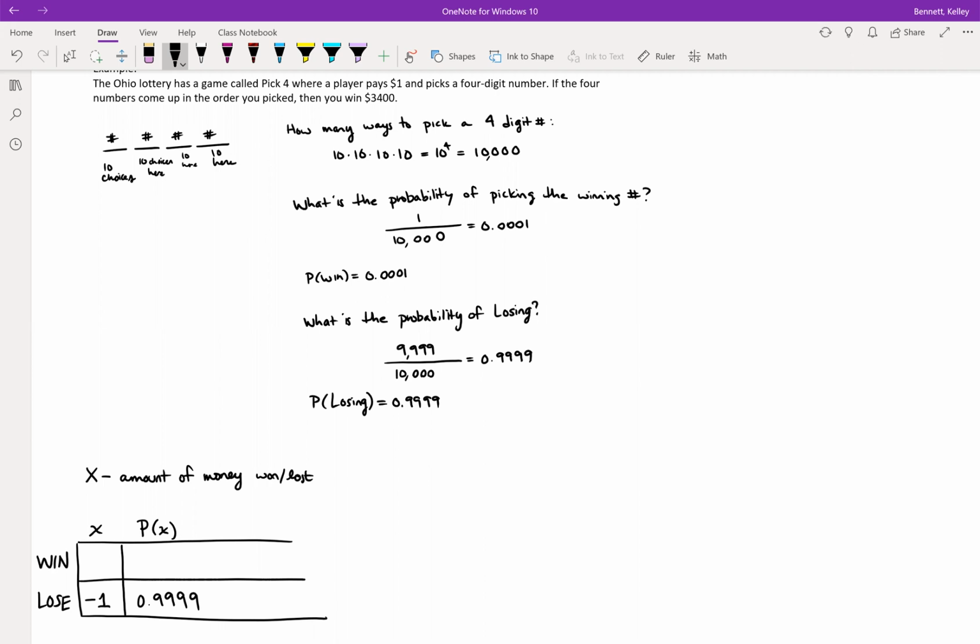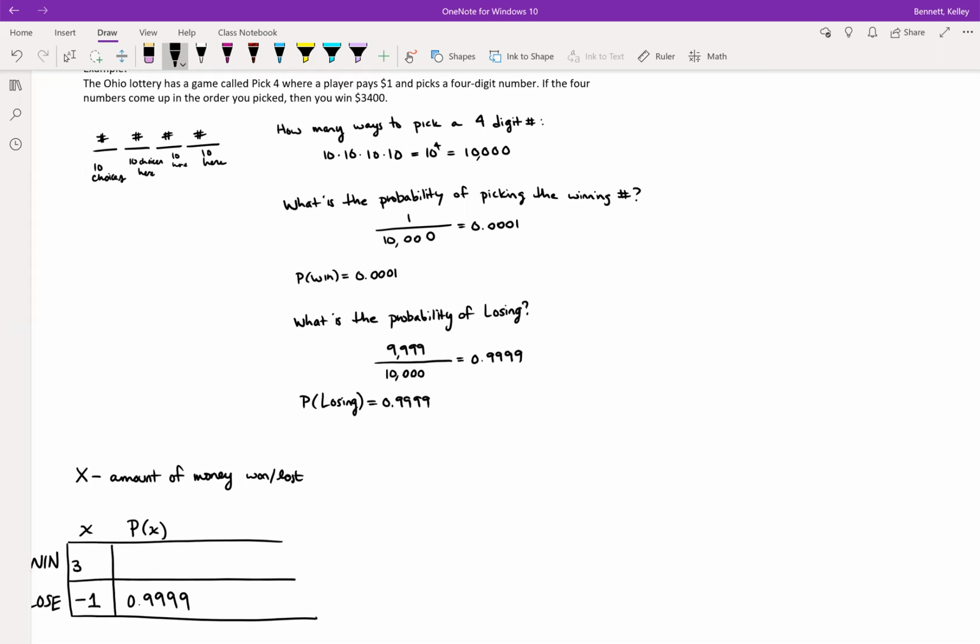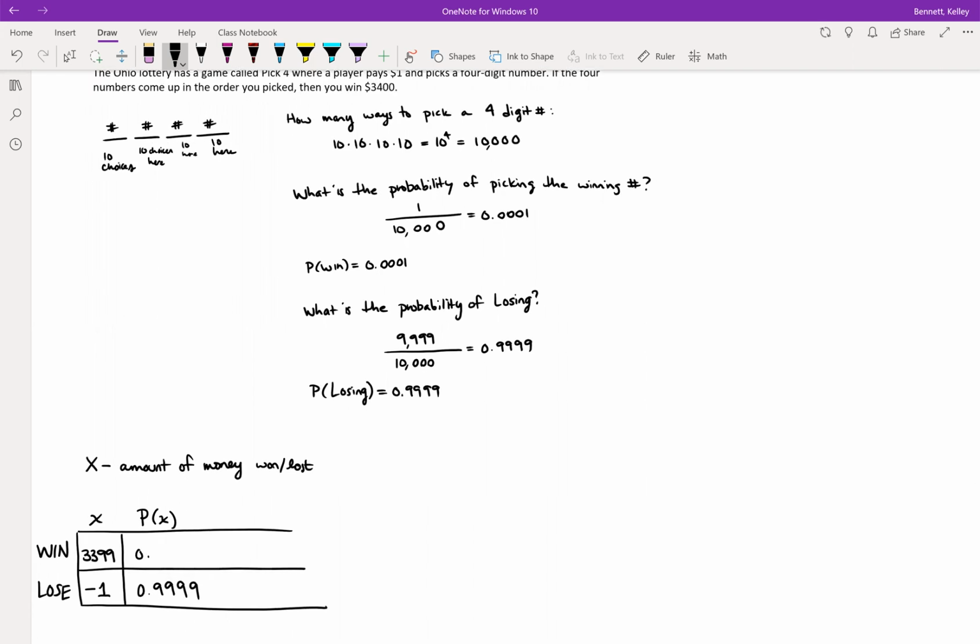If I win, how much money did I gain? Well, I'm going to win $3,400, but it also cost me $1 to play. So this is really 3399, right? It's that 3,400 minus the dollar that you spent to play the game. And the probability of winning is 0.0001.